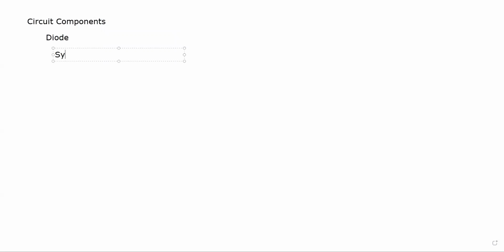The circuit symbol for a diode is a triangle with a vertical line. This is the circuit symbol we use for a diode. There is also another type of diode which is known as a light emitting diode. The diode which emits light when it works is called an LED, or light emitting diode.